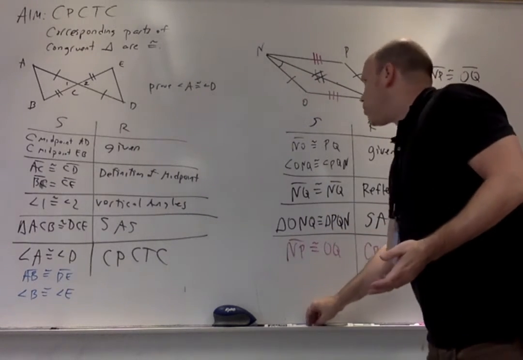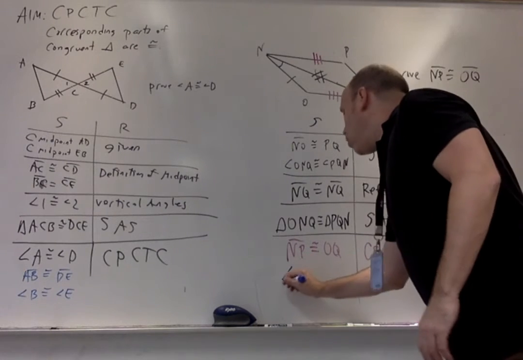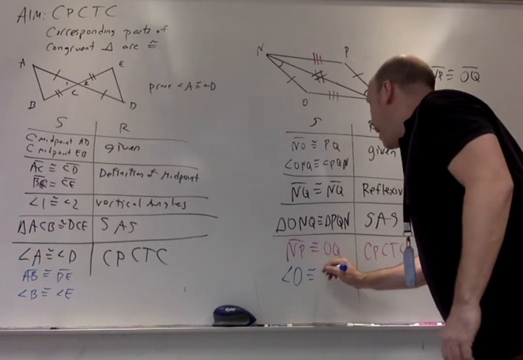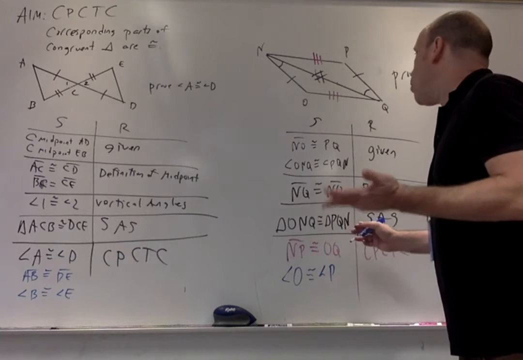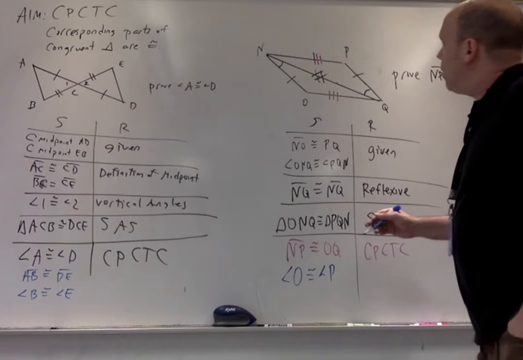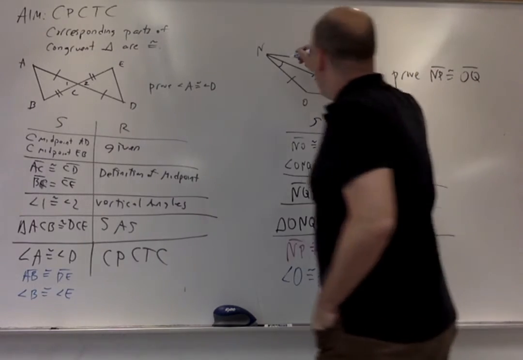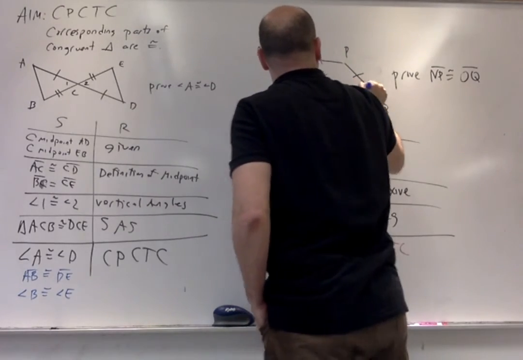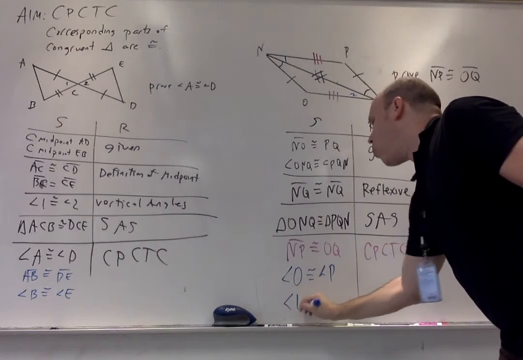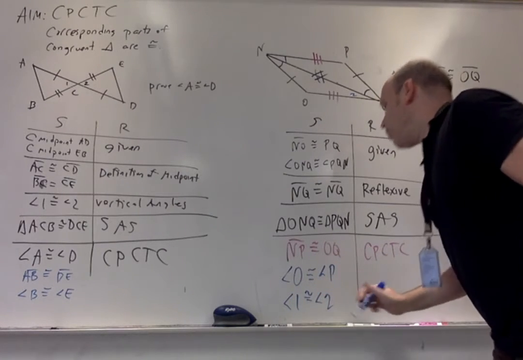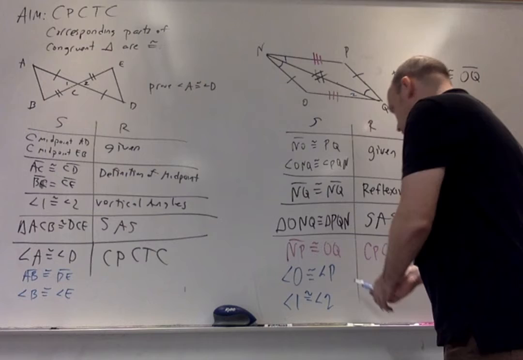While we're here, what else is congruent? You could say angle O is congruent to angle P. And you could also say that, what else? Oh, this other angle in here. Let's just call them 1 and 2. And we can also say angle 1 is congruent to angle 2. Nice.